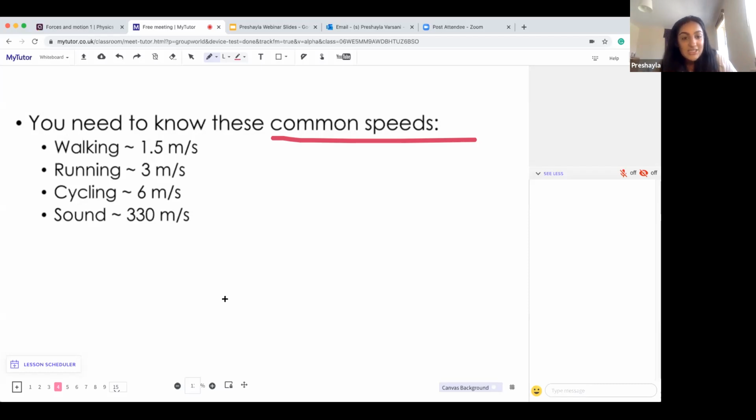And so a GCSE question might ask you, how do these speeds relate to each other? Or you might have calculated a speed for something, so let's say a marathon runner, for example. And then the question asks you, compare this to the average running speed. And the marathon runner might be quicker than the average running speed. Okay, so we need to know these common speeds in order to be able to compare other speeds to them.